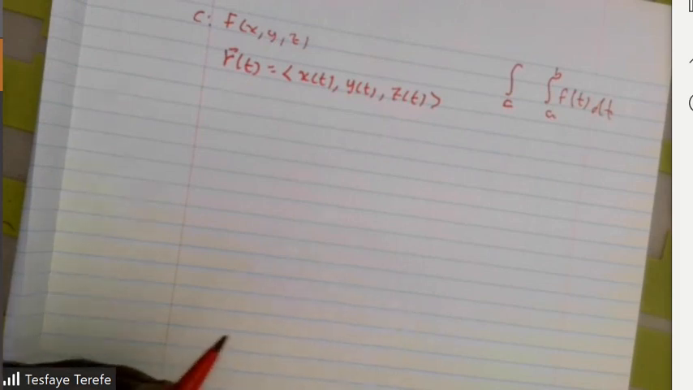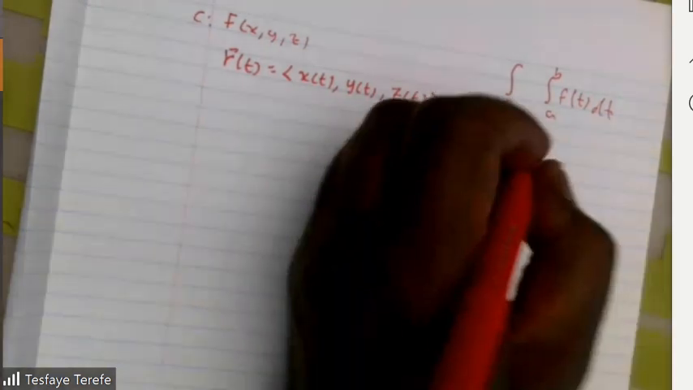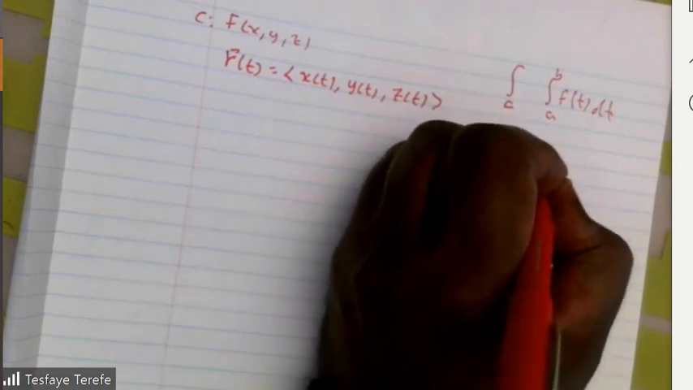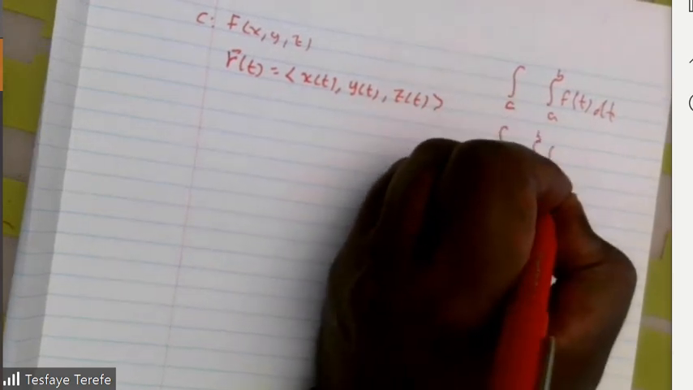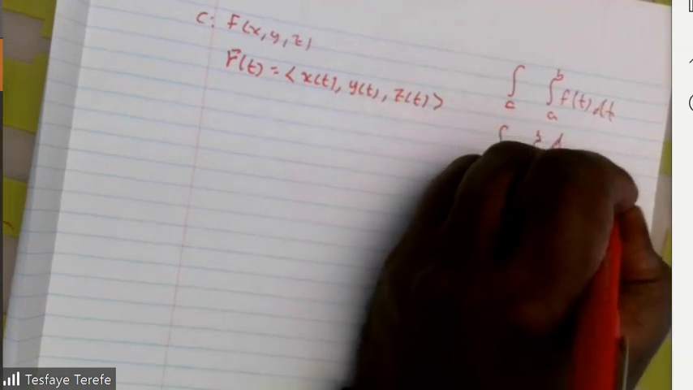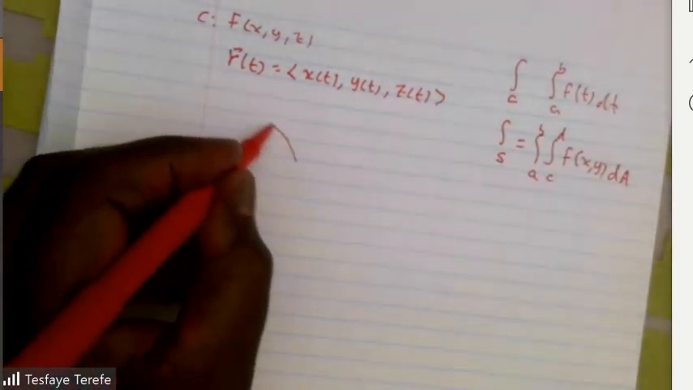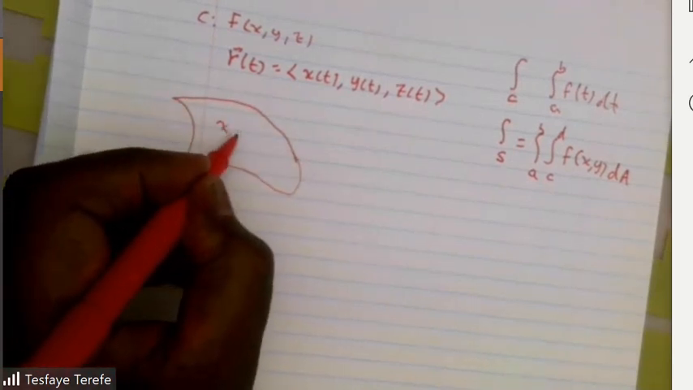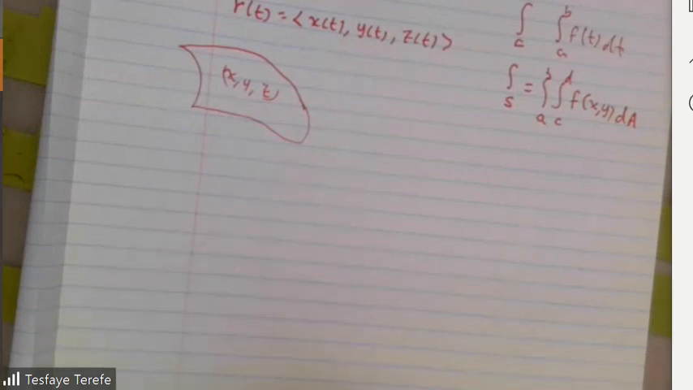Then what happens when we are dealing with surface integral, integral along S, is integral from A to B, from C to D, f of x, y, dA. That is what we are going to do. But when we are really representing the surface, every point has a coordinate x, y, and z. So this ends up being an integral with three variables. So we have to reduce it into two.